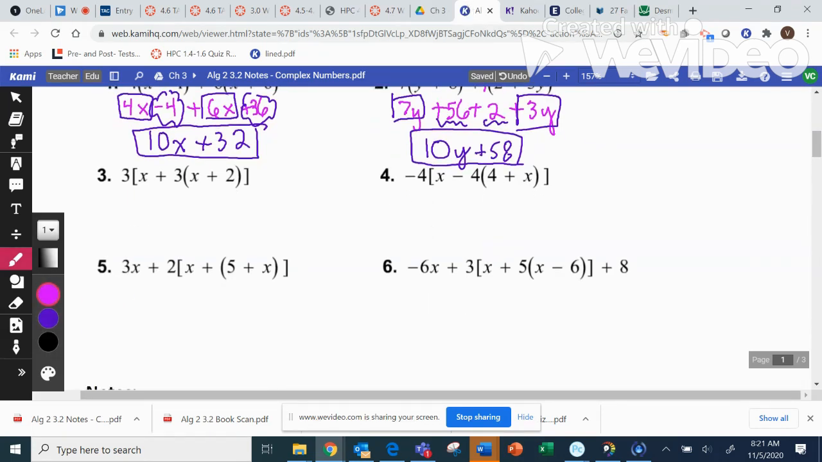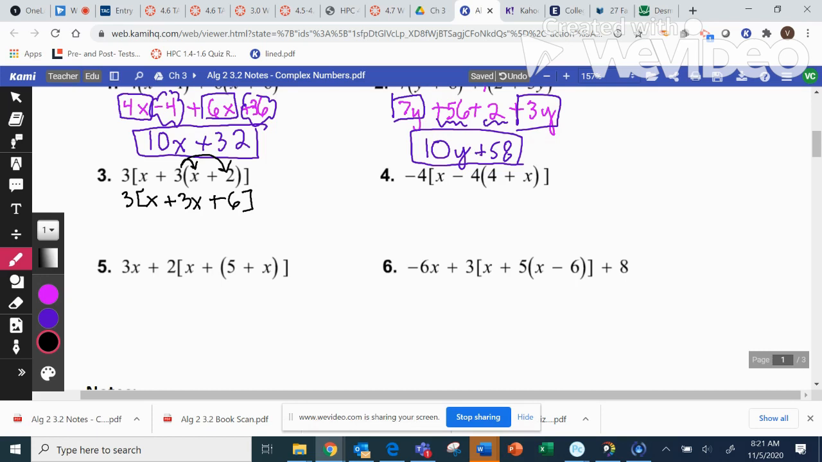All right, number 3, we've got multiple parentheses. We have to do what's inside first. So the first thing that we're going to do is distribute this inside 3 into the parentheses that it's outside of. That's my first step. So I have 3 bracket x plus 3x plus 6. So that gets rid of the inside parenthesis.